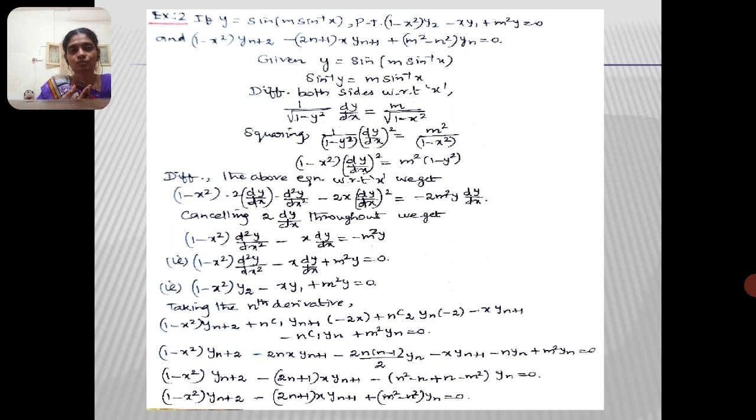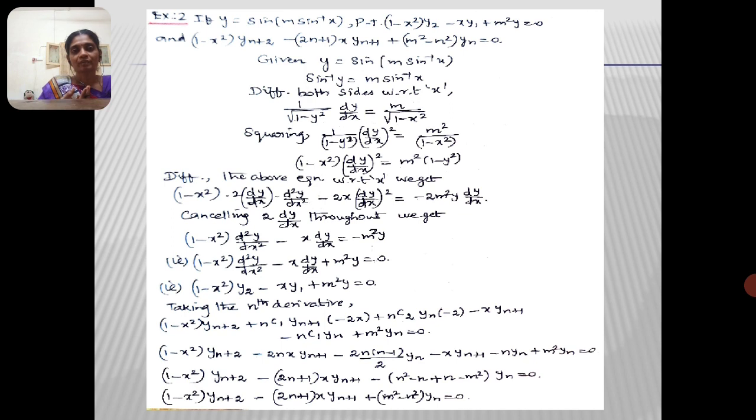And then example 2, if y equal to sin of m sin inverse x, prove that 1 minus x square y2 minus xy1 plus m square y equal to 0 and 1 minus x square yn plus 2 minus 2n plus 1 x yn plus 1 plus m square minus n square yn equal to 0. So this problem we already worked out in formation of equations using derivatives. So we know up to 1 minus x square y2 minus xy1 plus m square y equal to 0. So after that we have to take nth derivative for each term.